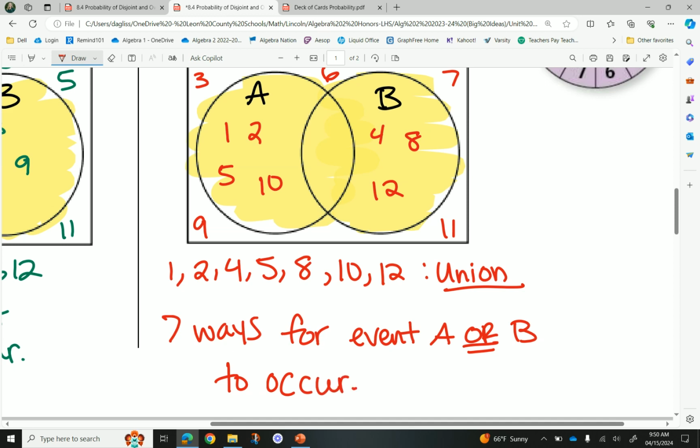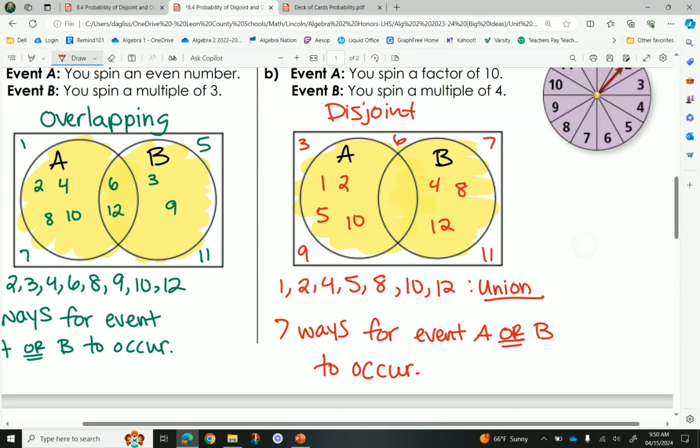Good. You like Venn diagrams? They're all right. Cool, now I'm going to take them away. What? Why? I know, that's why I have to take it away.